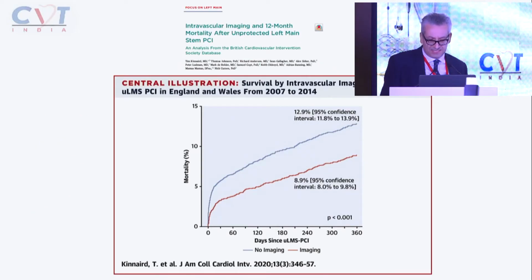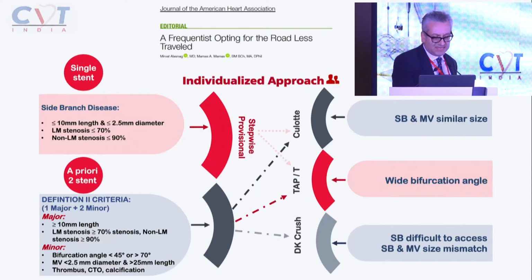And this is the data that I talked about, left main intravascular imaging, our paper showing a big reduction in mortality. I think when undertaking PCI for bifurcations, whether it be left main or non-left main, you have to individualize your approach. This is an editorial that we wrote with Mirvat Alasnag from Saudi Arabia that couldn't join us this time. And really your decision making should be around whether it's complex or simple.